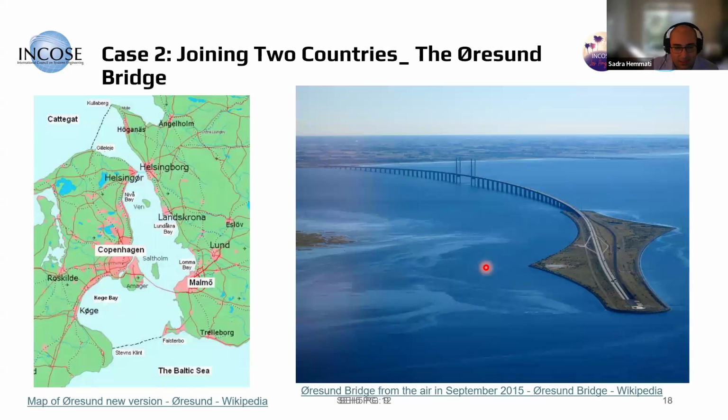Now we're going to the next case study. Unlike the previous one, this is a successful case study. Horizon Bridge connects two countries together. And this is kind of what the Wikipedia page shows of this. Looks beautiful.